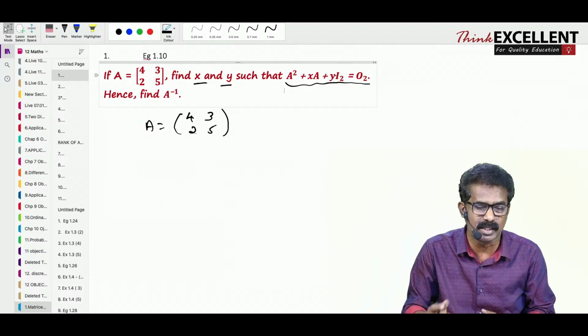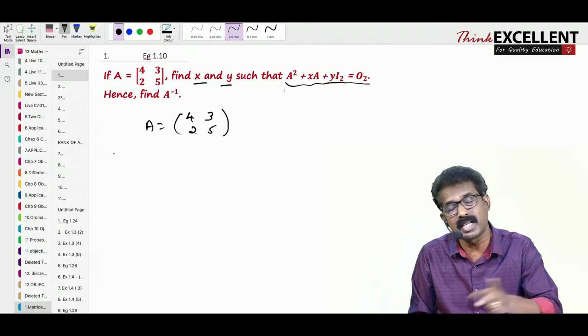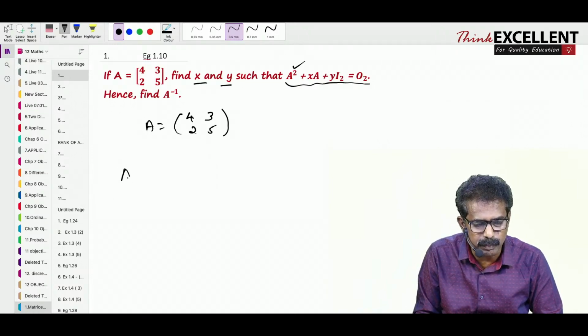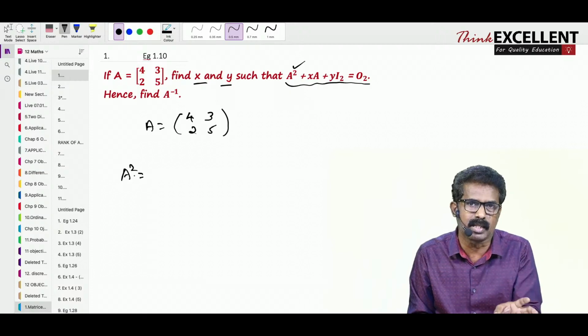We have to find x and y and hence find A inverse. Listen how to do this. First we need A square, right? சில steps, important steps work out பண்ணி கொடுக்குறேன். Other things I'll just write, you can do it later, okay?